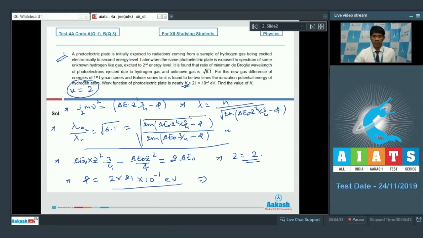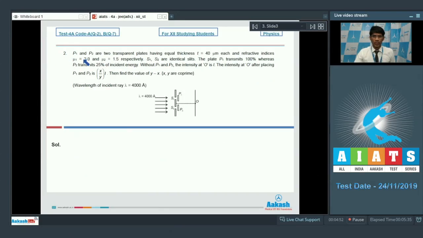Now we shall proceed to the next question, that is question number 2. Here in question number 2, P1 and P2 are 2 transparent plates having equal thickness t equal to 40 micrometer each and refractive indexes mu1 equal to 2.0 and mu2 equal to 1.5 respectively. S1, S2 are identical slits. The plate P1 transmits 100% whereas P2 transmits 25% of incident energy.